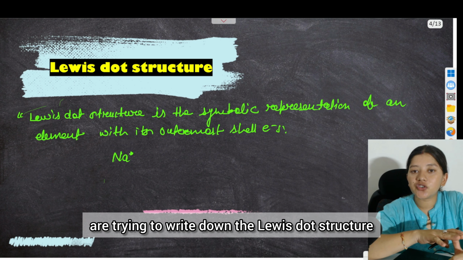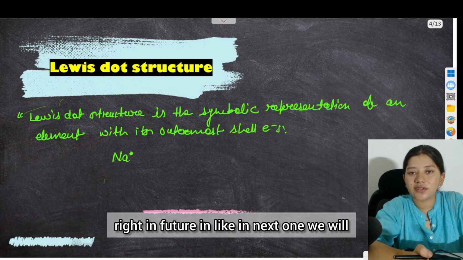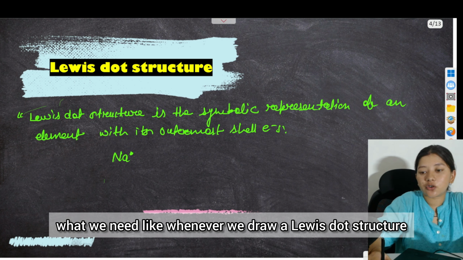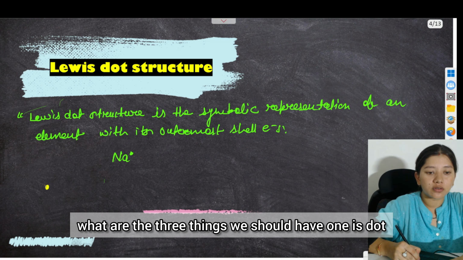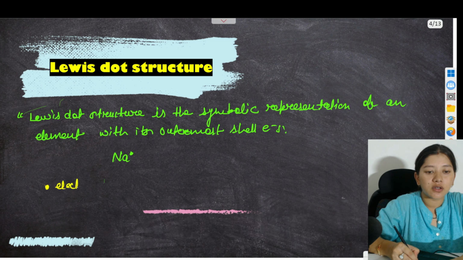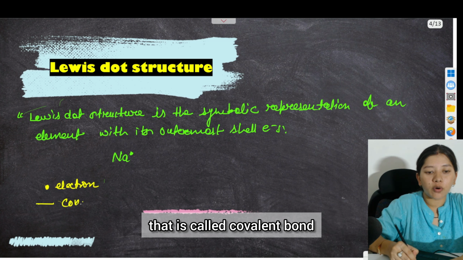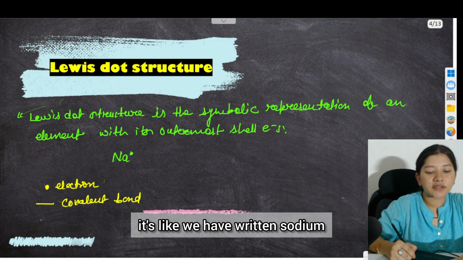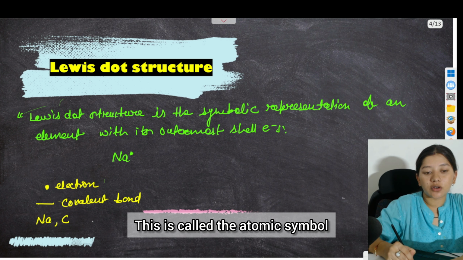Whenever we are trying to write down the Lewis dot structure, right now we are talking about just elements. In the next one, we will discuss molecules also. So whenever we draw a Lewis dot structure, what are the 3 things we should have? One is the dot, which represents the electrons. Second is this kind of line, called a covalent bond. And the third one is, like, we have written sodium or we are writing carbon. This is called the atomic symbol.